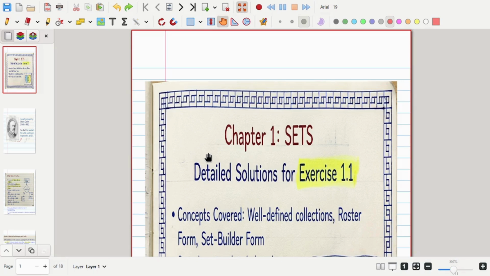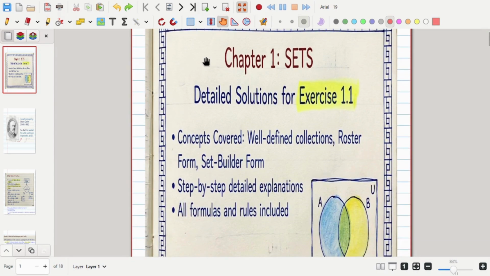Hello everybody. Today we are going to learn Chapter 1, Sets, with a detailed solution for Exercise 1.1. In this video we will cover well-defined collection, roster form, and set builder form. We will learn it step by step with a detailed explanation.